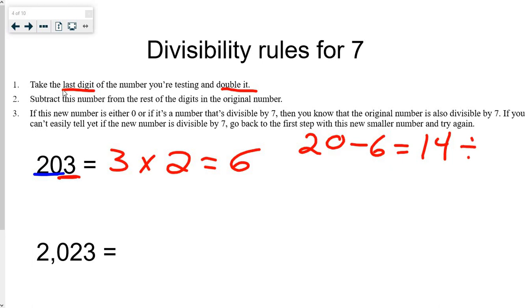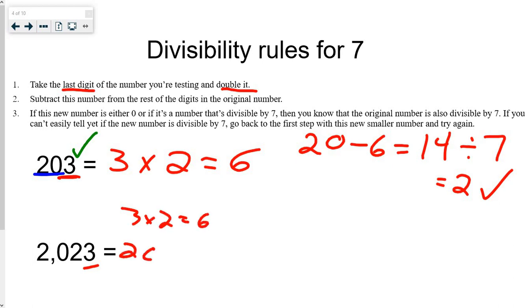If this new number is 0 or a number that is divisible by 7, then you know the original number is also divisible by 7. We're going to follow this again. So 3 times 2 equals 6. 202 minus 6 equals 196.